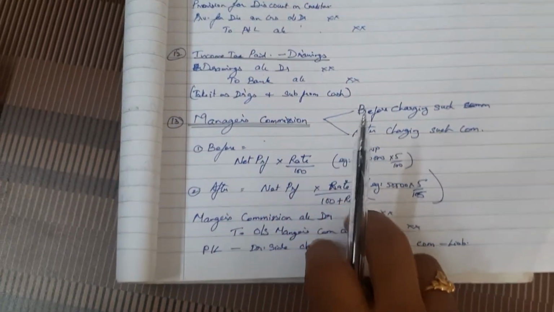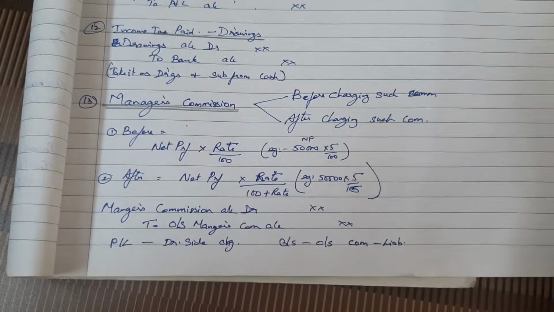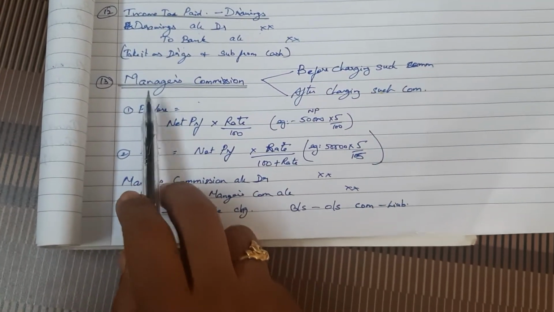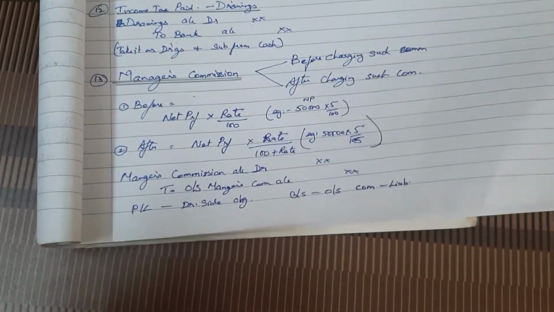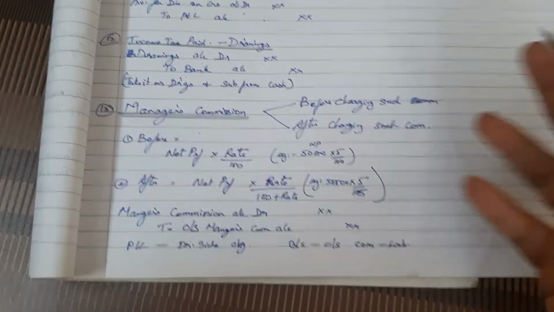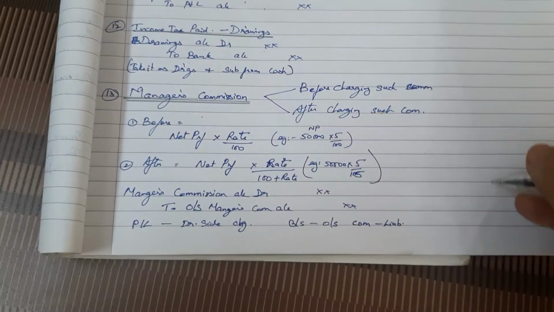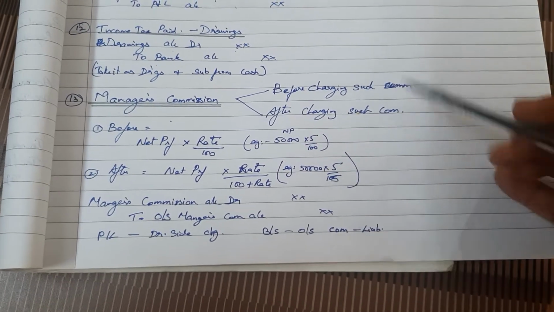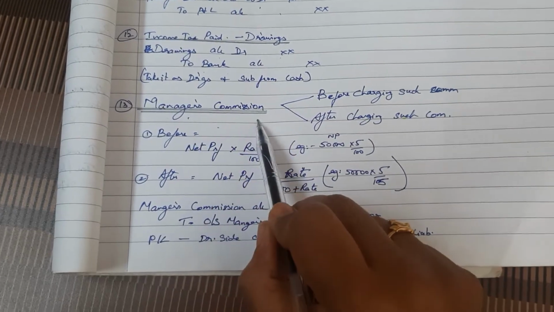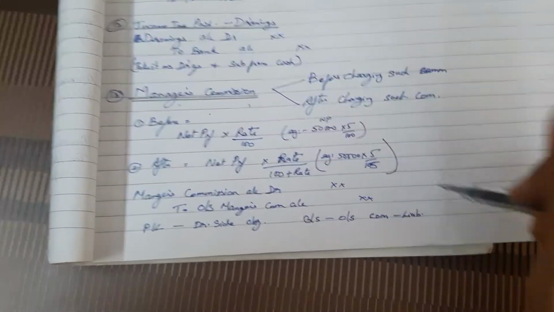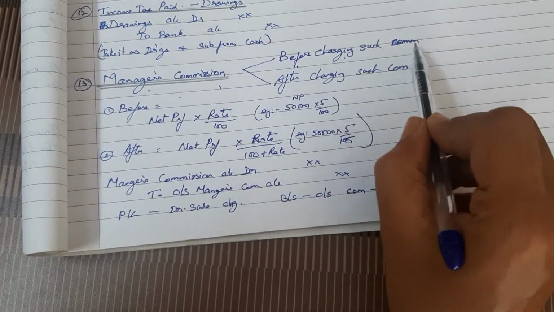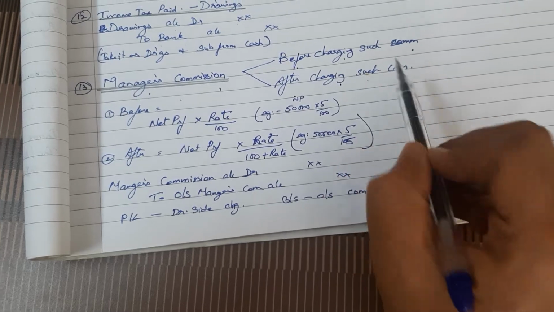Then comes the most important thing which we would not have seen in the 14 adjustments. Okay, so it is called managerial commission. So managerial commission might be directly given in the sum. Since I have done it in the format, it has not been given there. So here I am going to teach you managerial commission in detail. Managerial commission, they can give you 2 types. 2 types they can ask you in the question paper. They can ask you before charging such commission or after charging such commission.